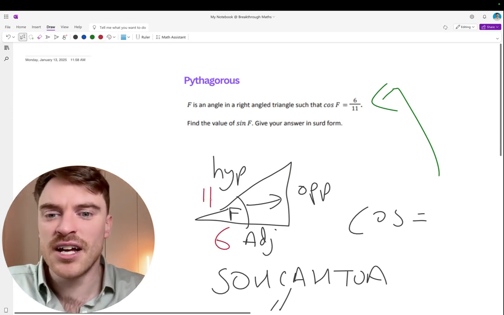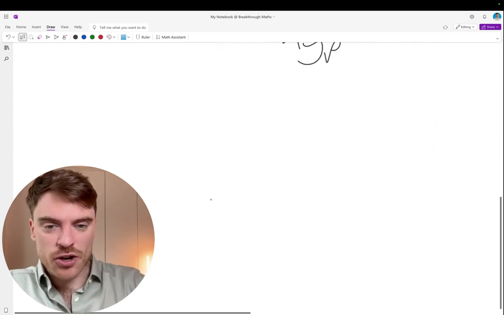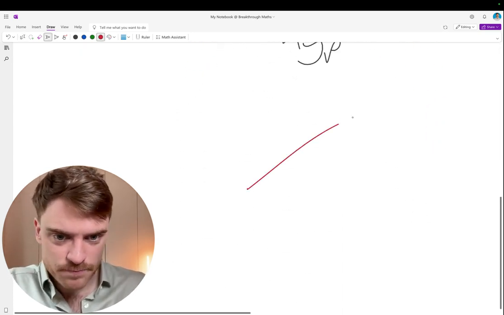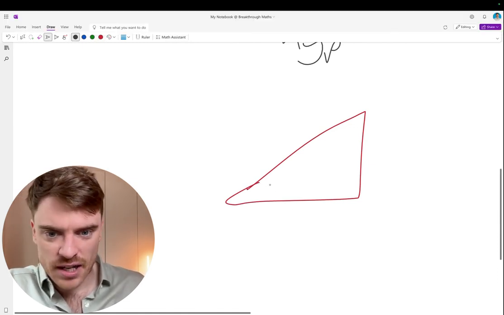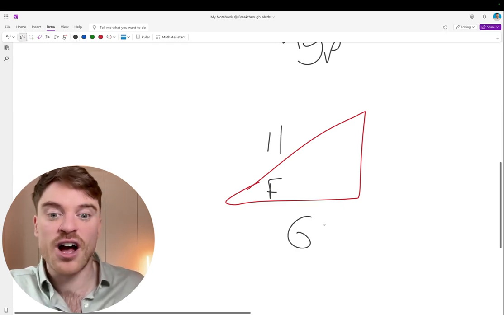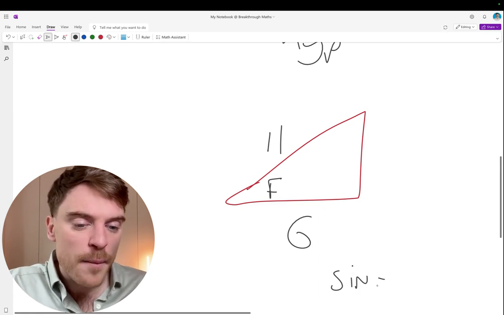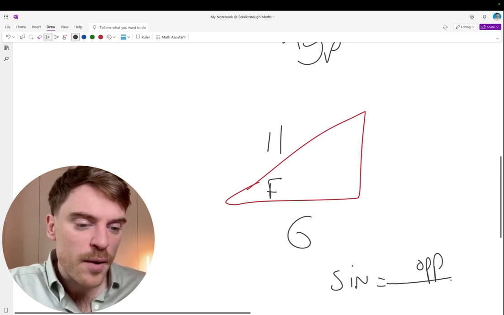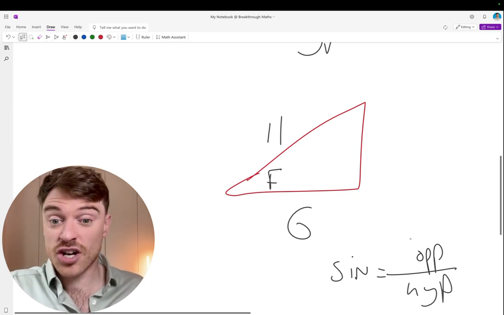Happy days. Now find the value of sine F. So now our triangle looks like this. You have your F here, and we've just filled in that this was 11 and 6 on the bottom because we did that for cos. Now we're looking for sine. And what's sine equal to? Opposite over hypotenuse. You learned that in your SOHCAHTOA.